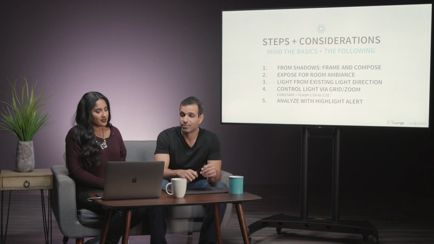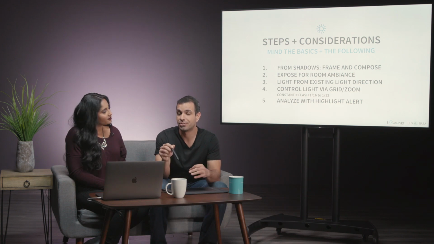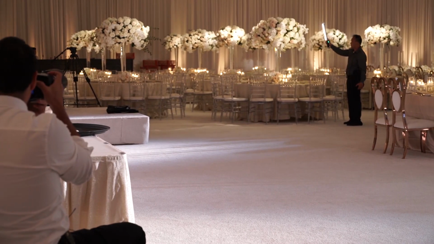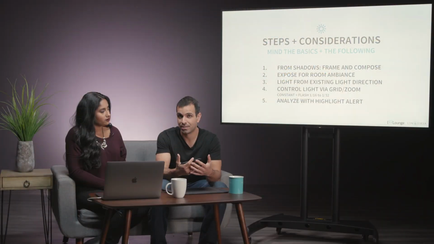Light from the existing light direction. Even when you're indoors and you're shooting from the shadows, generally there's a light direction. Find it so that you make sure that you're adding to that light direction and retaining your shadows versus ending up with flat light.